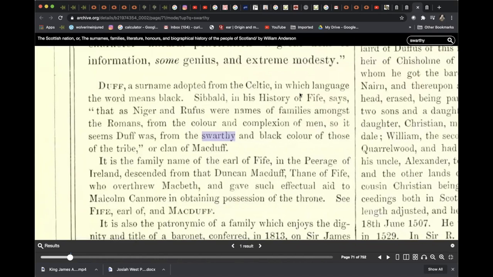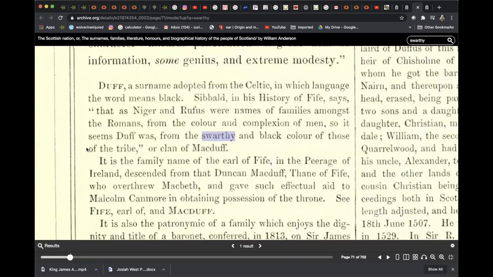Sibbald, in his History of Fife, says that as Niger and Rufus were names of families amongst the Romans from the color and complexion of men, so it seems Duff was from the swarthy and black color of those of the tribe or clan of MacDuff. All right, swarthy, black tribes, MacDuff, Duff.